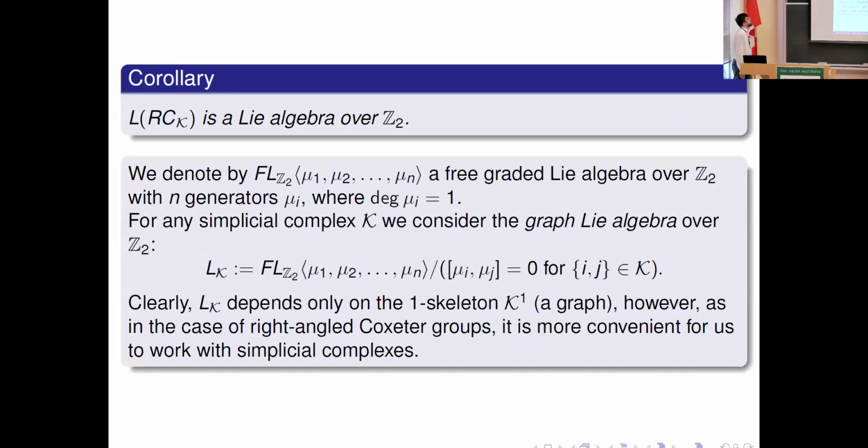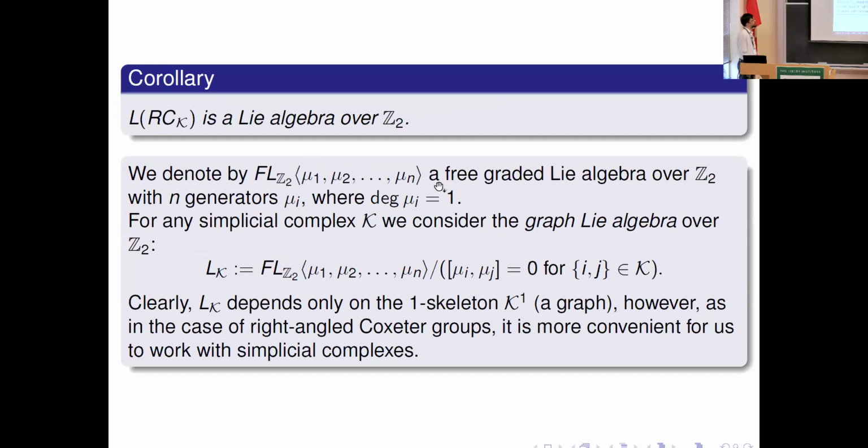We have a corollary that L(RC_K) is a Lie algebra over Z2. We denote by F(L)(Z2) a free graded Lie algebra over Z2 with n generators mu_i, where degrees of mu_i equal 1.